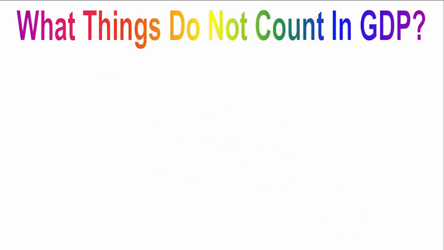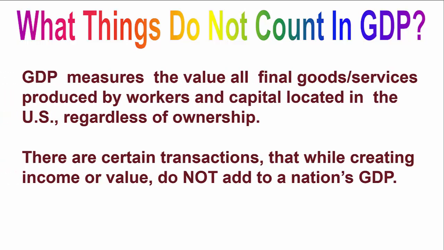So let's talk about, this is the last part of our lesson today, the 8 things that do not count in GDP. So remember the definition? The definition was basically the value of all final goods and services legally produced within a nation's borders during a given year. Well, there are 8 things that sort of come close to fitting that definition but don't quite. And so I wanted to specifically go over those things.